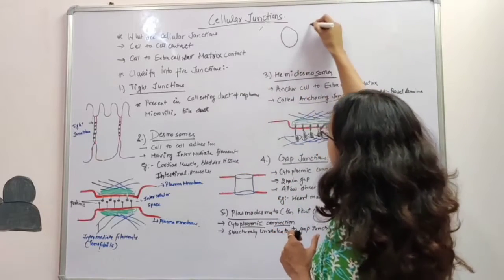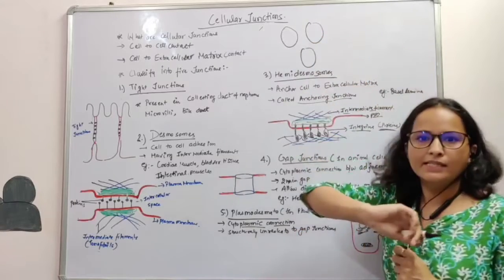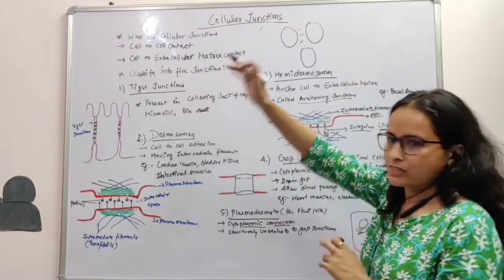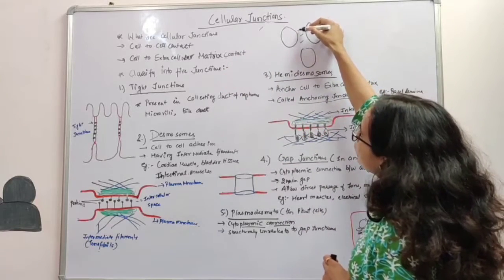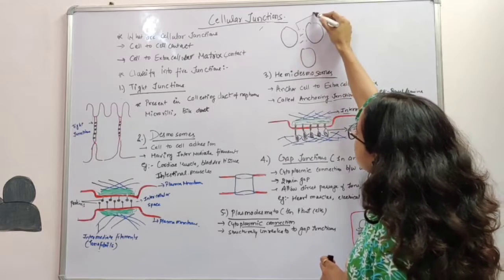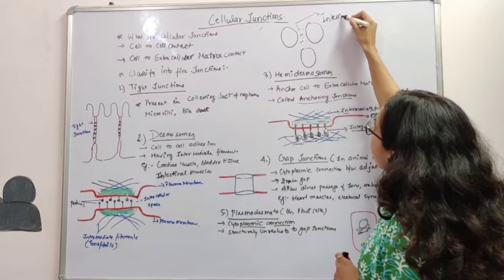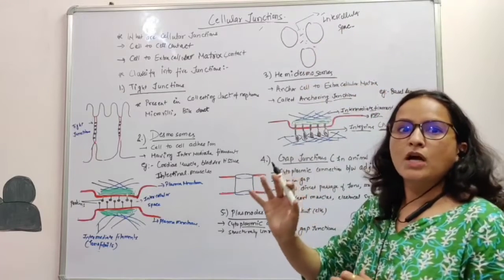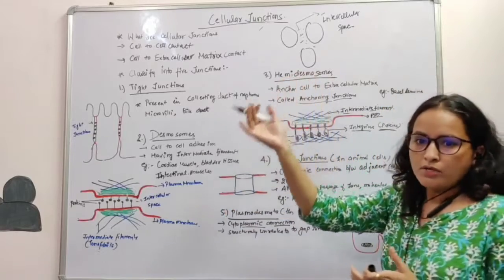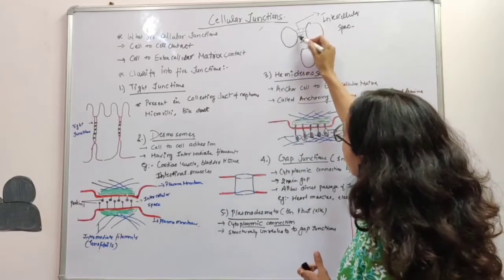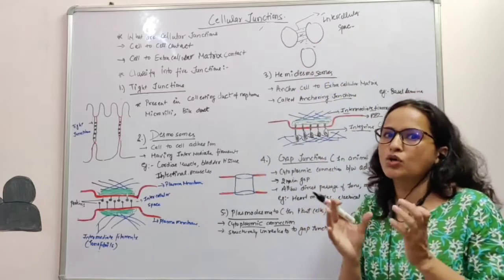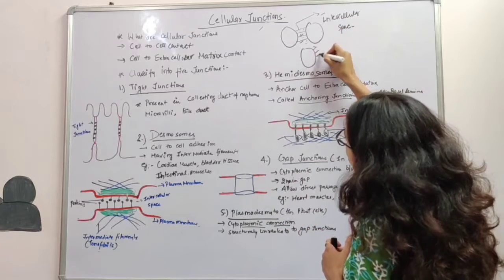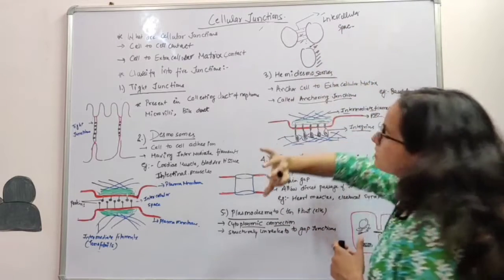So in case of the cell, like these are the cells, when one cell forms a connection with the other cells, in between these two cells there is a space called intercellular space, and this space is filled with a fluid that is called tissue fluid. So when one cell forms a contact with another cell, that is called a junction, or when one cell forms a contact with the extracellular substance.